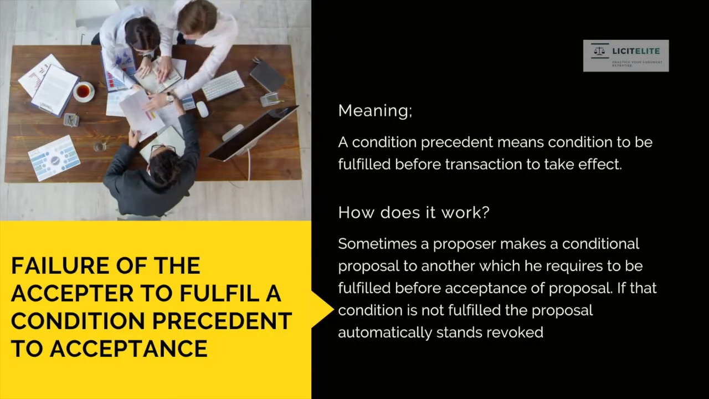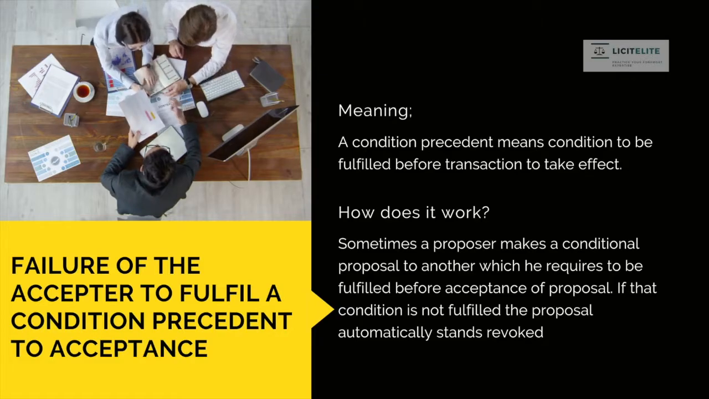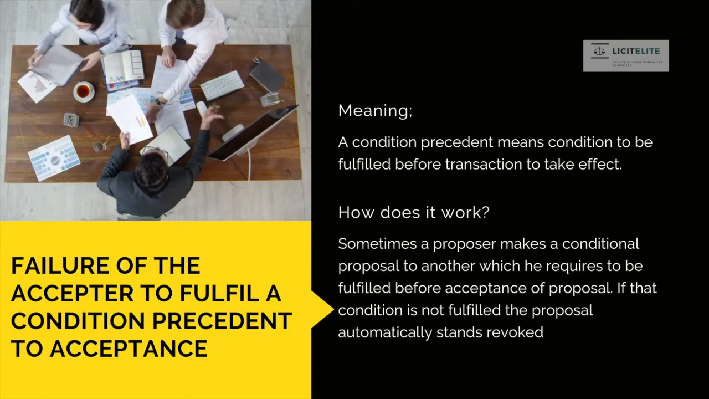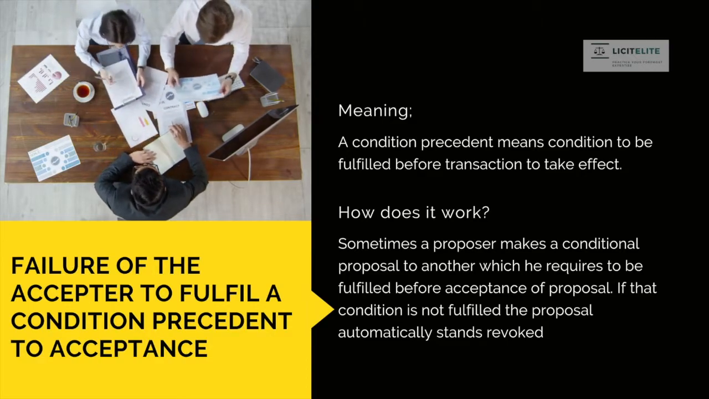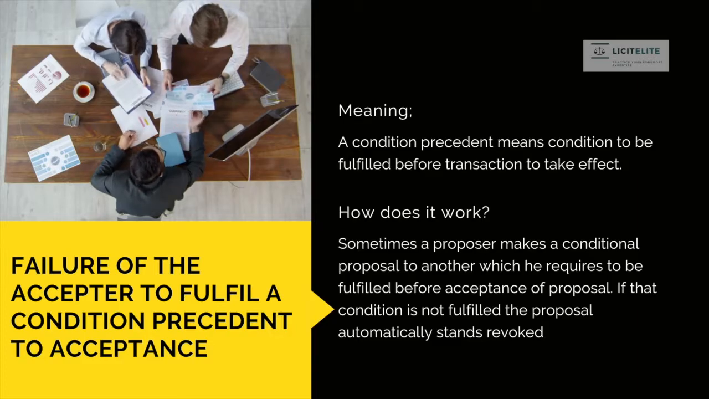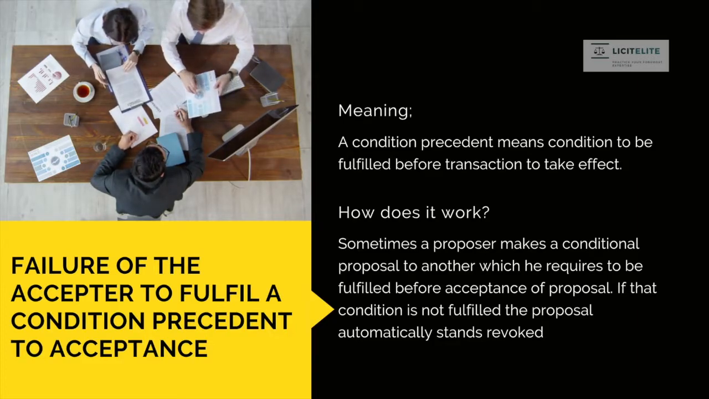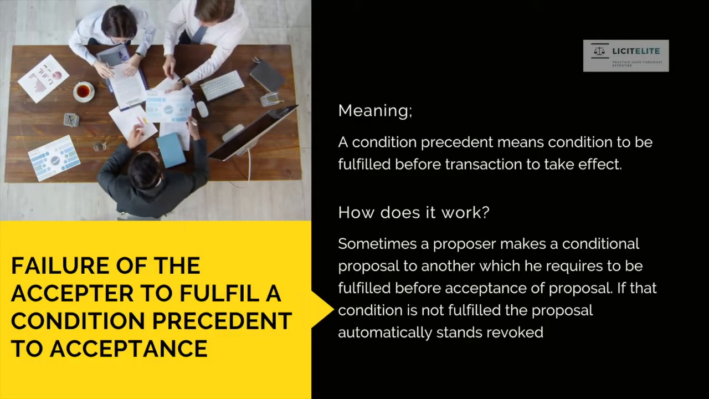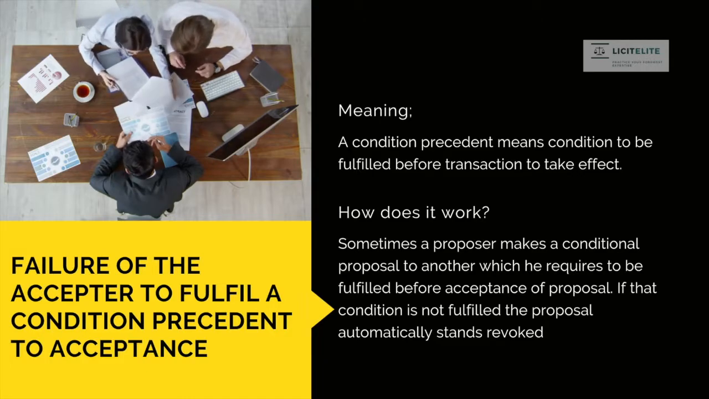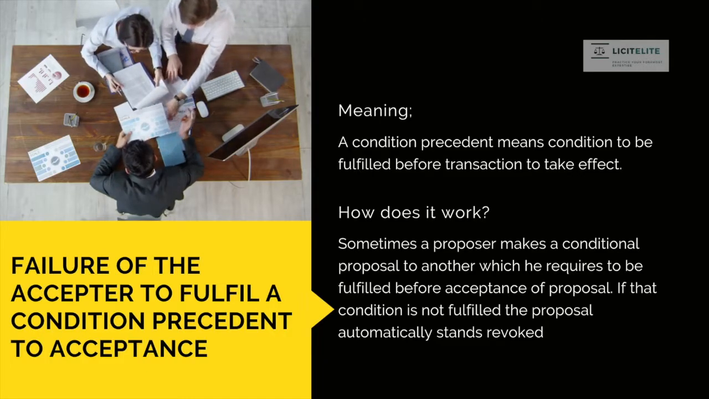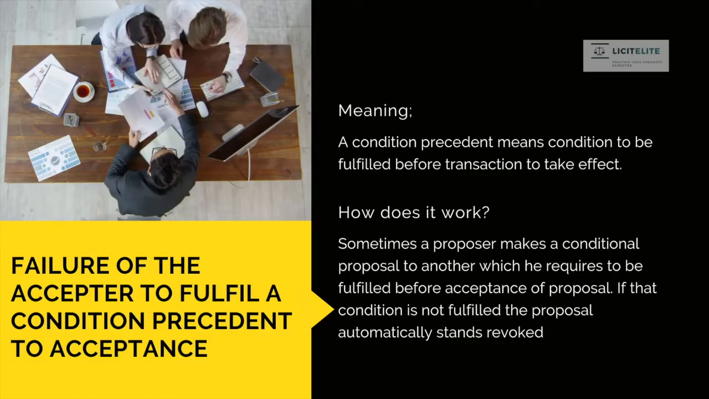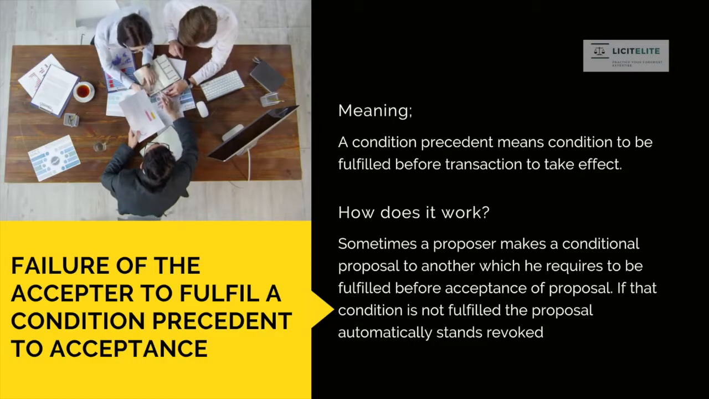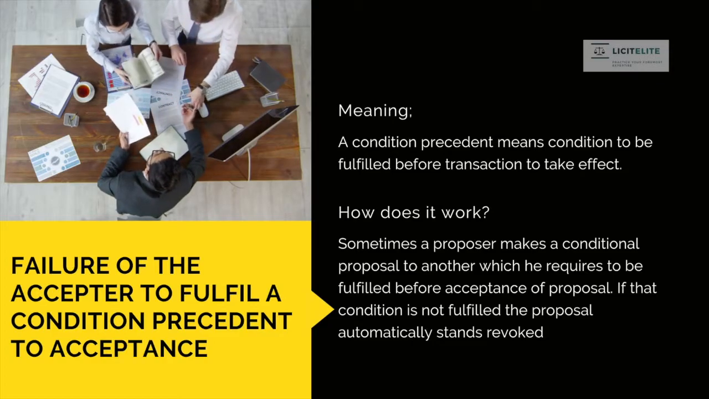Then third, by failure of the acceptor to fulfill a condition precedent to acceptance. A condition precedent means a condition to be fulfilled before transaction to take effect. Sometimes a proposer makes a conditional proposal to another which he requires to be fulfilled before the acceptance of proposal. If that condition is not fulfilled, the proposal automatically stands revoked.